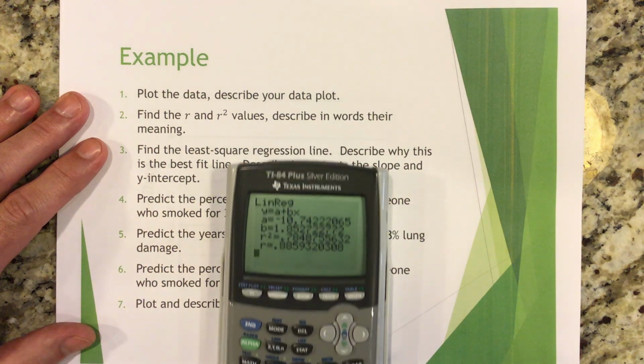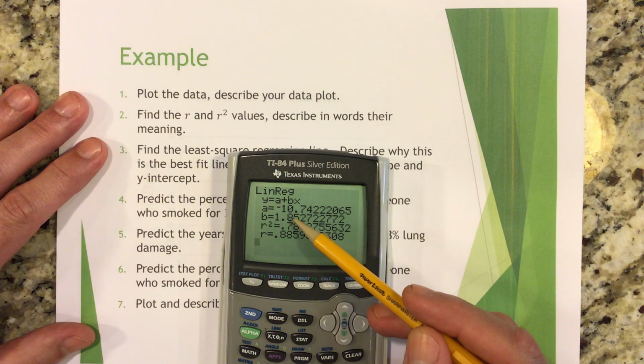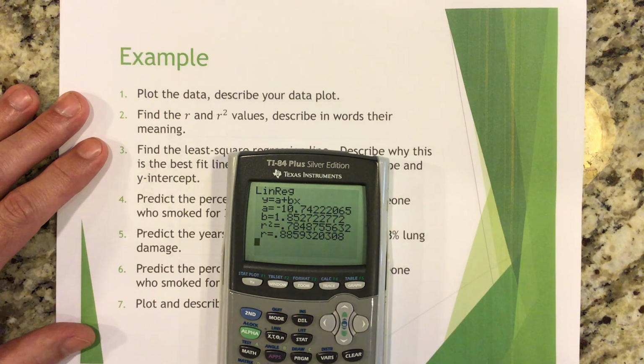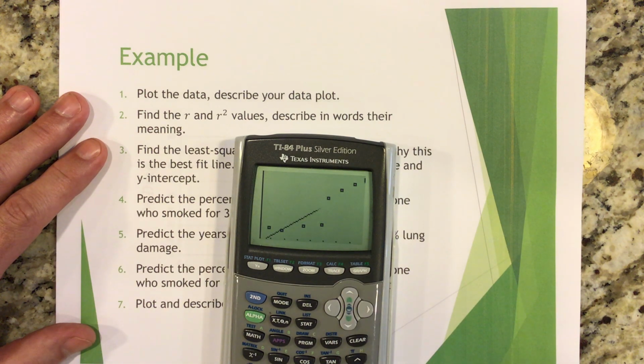What does the y-intercept mean in context? Well, this would be for a person that doesn't smoke, they have negative lung damage. That's what it's telling me, right? Somebody who smokes for 0 years, they have negative 10.7% lung damage. Okay, that doesn't make sense. And let's kind of investigate why. So I'm going to go back to my graph, right?